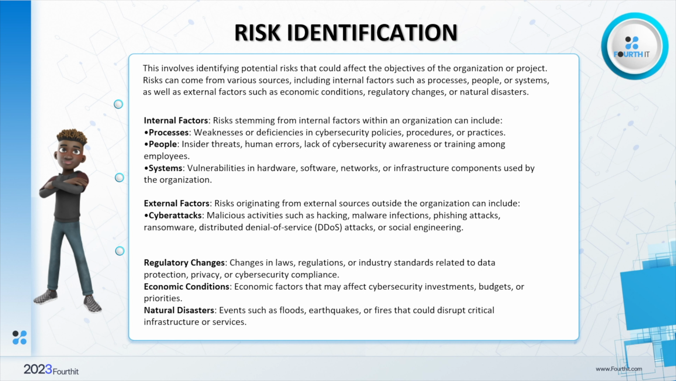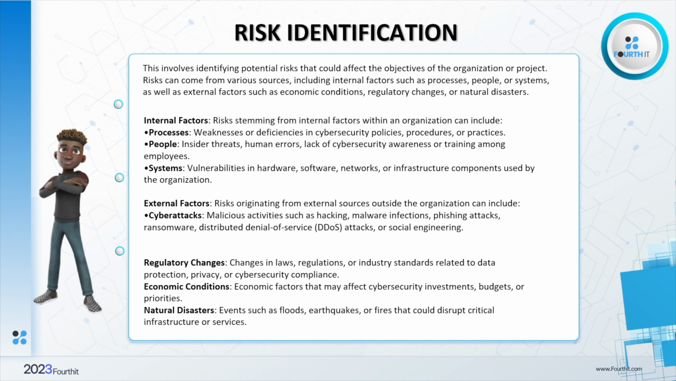Now, there are two main types of risk identification. We can have internal factors, external factors. Also, we can have regulatory changes, economic conditions, and also natural disasters. When we are talking about internal factors, we are talking about risks that stem from internal factors within the organization. When we talk about external, we are talking about risks that stem from external sources outside the organization.